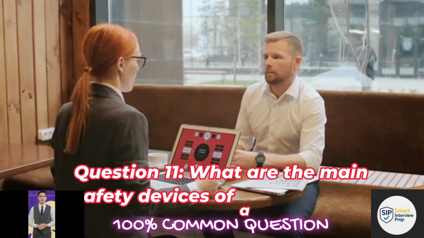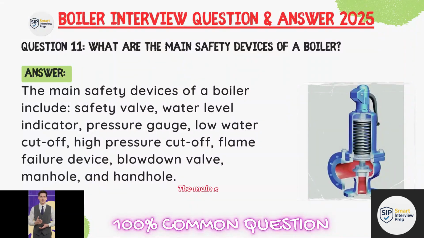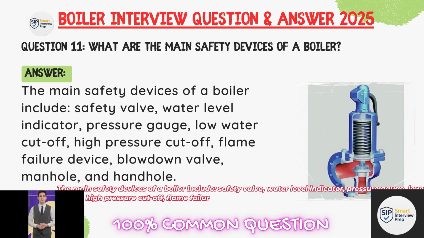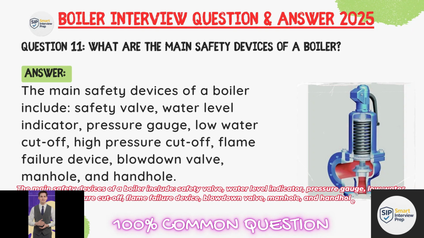Question: What are the main safety devices of a boiler? Answer: The main safety devices of a boiler include safety valve, water level indicator, pressure gauge, low water cutoff, high pressure cutoff, flame failure device, blowdown valve, manhole, and handhole.